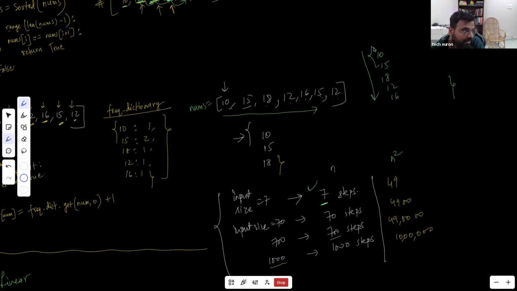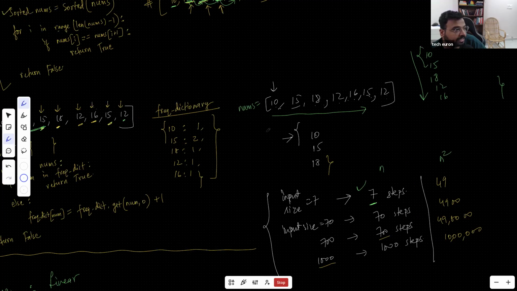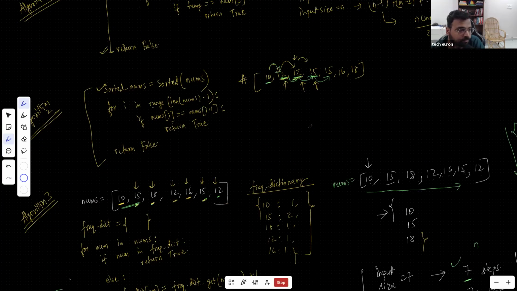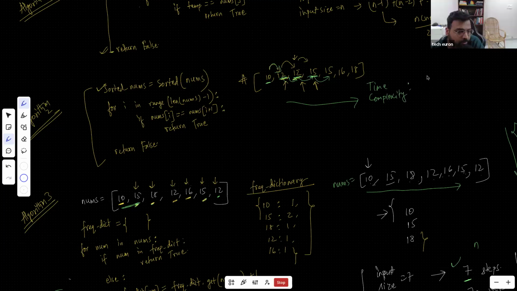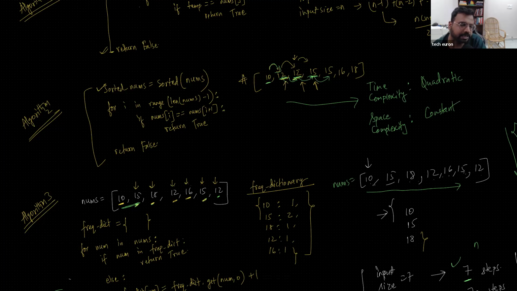Someone is asking, what is the space complexity in the first one? So in the first one, we are not taking any extra space. So if you talk about time complexity and space complexity, here we will say time complexity is quadratic, and space complexity we'll say constant. Constant means we are not taking any space, or whatever space we are taking is constant. The space is not growing with input size.